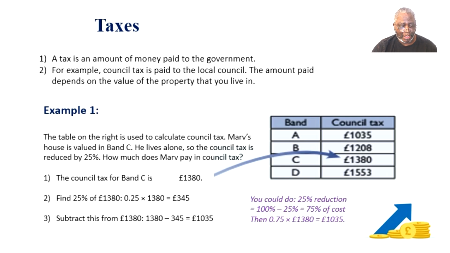Marv's house is valued in Band C. He lives alone, so the council tax is reduced by 25%. How much does Marv pay in council tax? And Band C is £1,380, so you have to look at the discount.